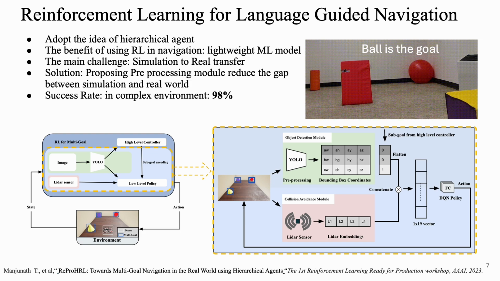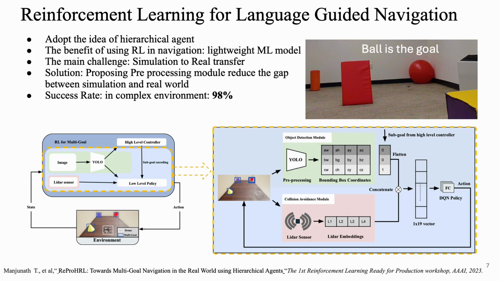However, a major challenge is the sim-to-real gap. Models trained in simulation often perform poorly in the real world. To address this, we introduce a pre-processing module that helps bridge this gap. Specifically, we use YOLO for object detection and extract bounding box coordinates, which are combined with LiDAR-based collision avoidance signals. These are then passed to a Deep Q network, DQN, policy for decision-making.